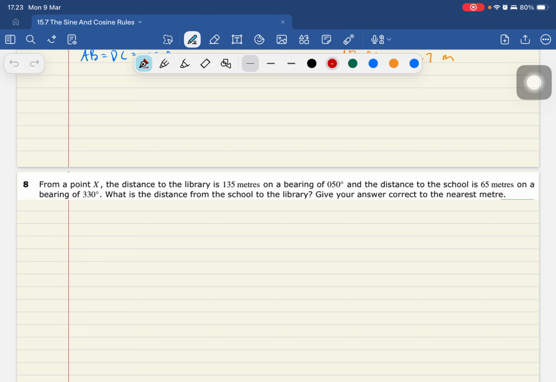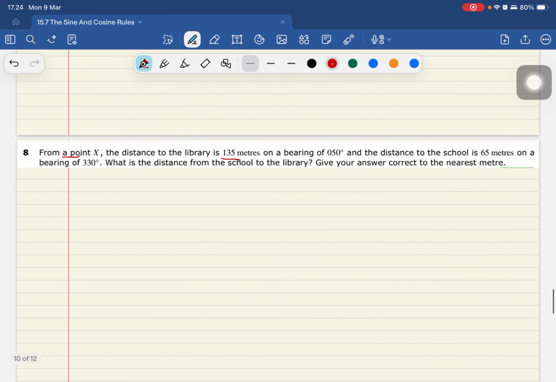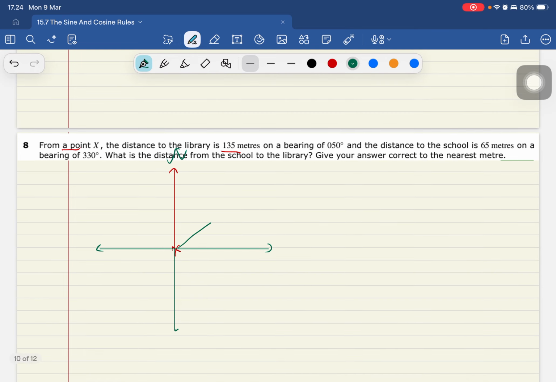So let's see, from a point X, the distance to the library is 135 meters on the bearing of 050 degrees. So let's say this is the point X, and here is the north. 050 degrees is approximately here. So here is 50 degrees, and the distance to the library is 135.